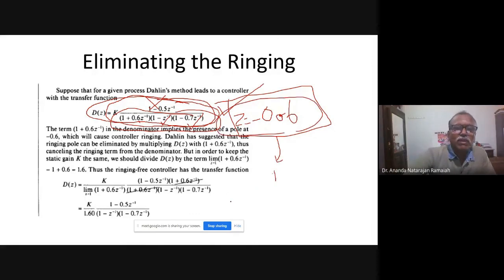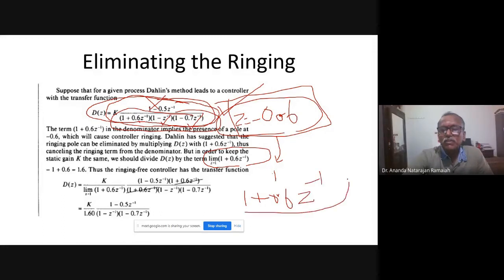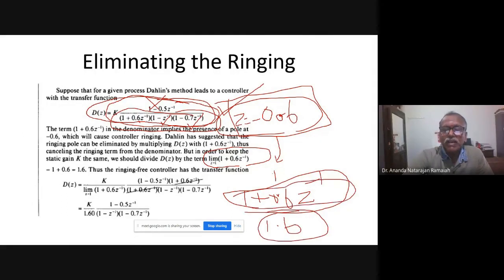For that, one method is to replace this by its steady state value. How can we find the steady state value? The term is 1 plus 0.6 z power minus 1. In this, substitute z equal to 1. You will get 1.6. Replace this by 1.6, and instead of this, you put it in the numerator and denominator.